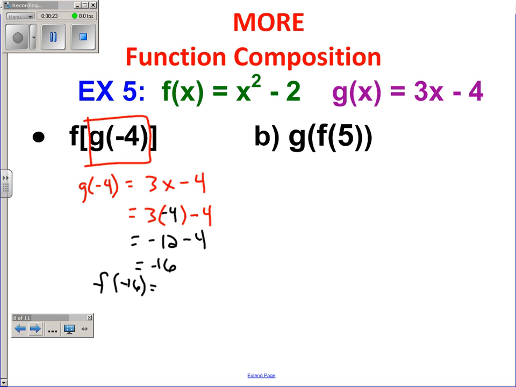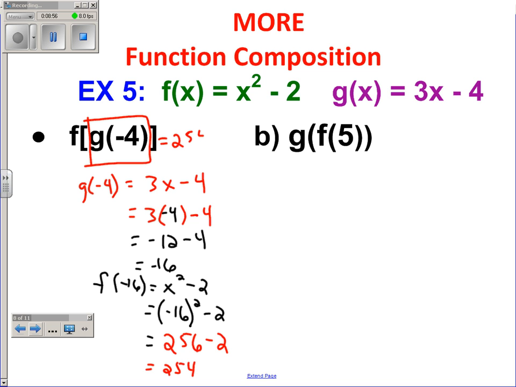And now I'm going to do f of negative 16. I want to use the f function this time, so x squared minus 2. I'm going to substitute negative 16 for x. So 256 minus 2, 254. So f of g of negative 4 is equal to 254.